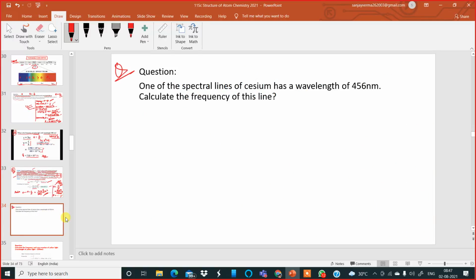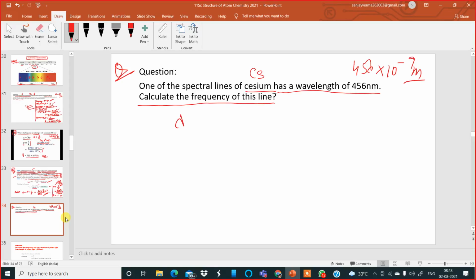Now this is the type of question which is asked in the ISC. One of the spectral lines of cesium. I hope you remember cesium: hydrogen, lithium, sodium, potassium, rubidium, cesium, francium, Group 1A. It has a wavelength of 456 nanometer, which is 456 into 10 to the power of minus 9 meter. Now they are telling us to calculate the frequency of this line.